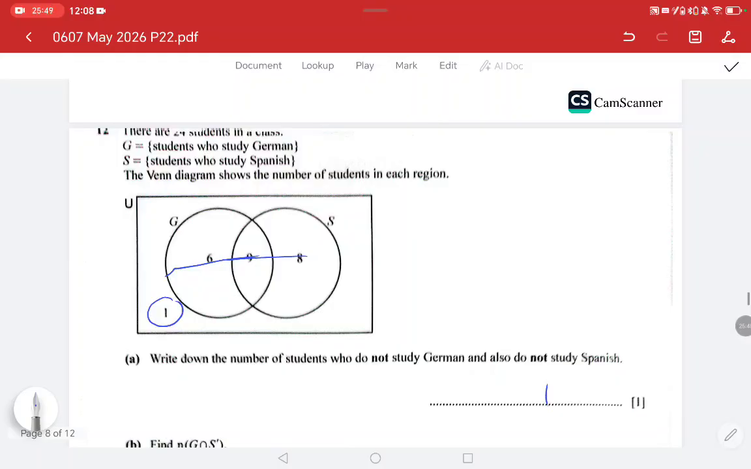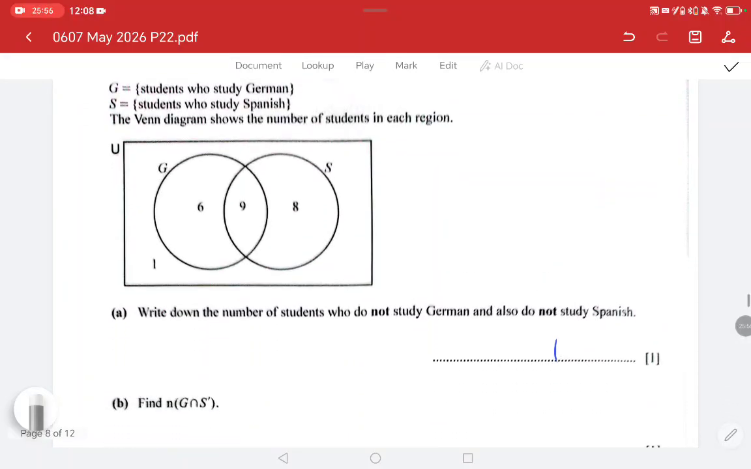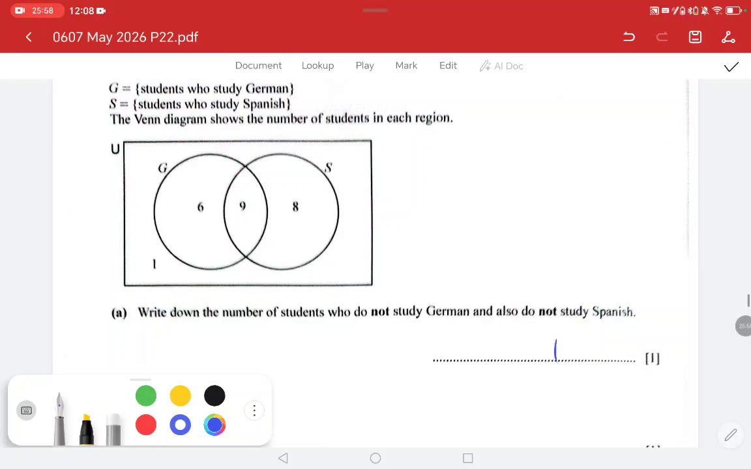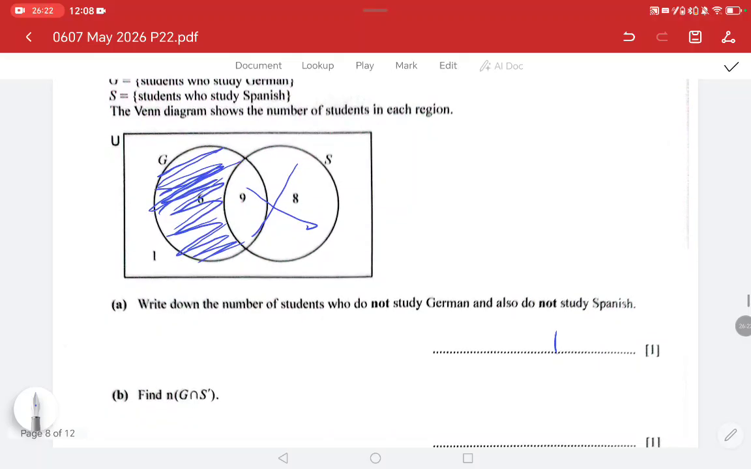Next one. Find the number of G intersecting the complement of S. This is shading, and you don't have to shade. So where is not S? To see where not S is intersecting with G, it means out of S, intersecting with G. Where? In this area. Out of this one, where it intersects with G, it's this part only. So it's 6.